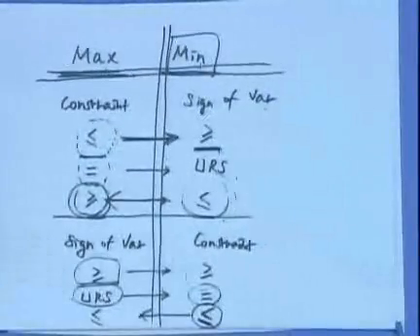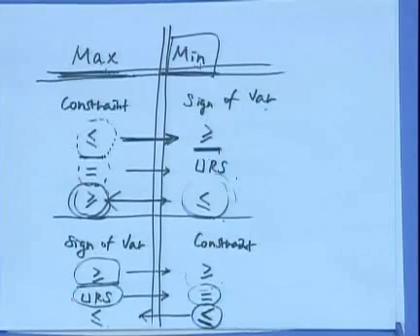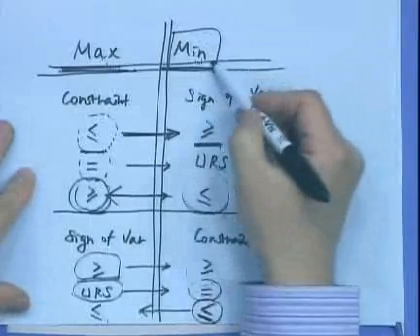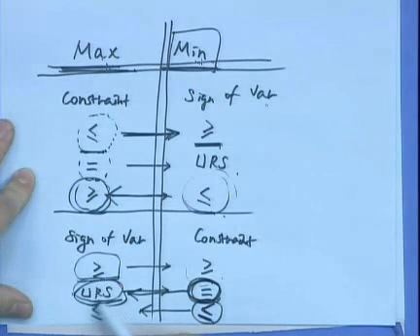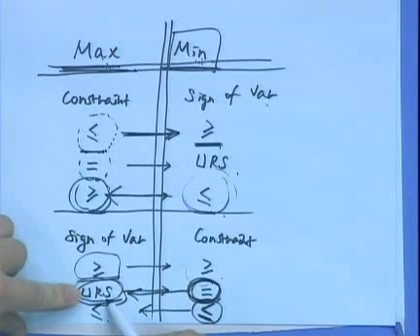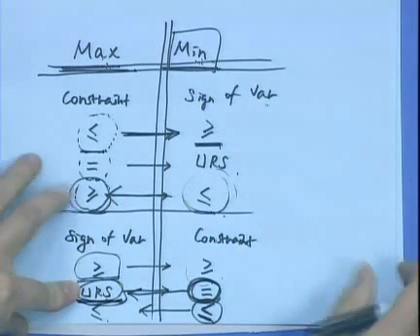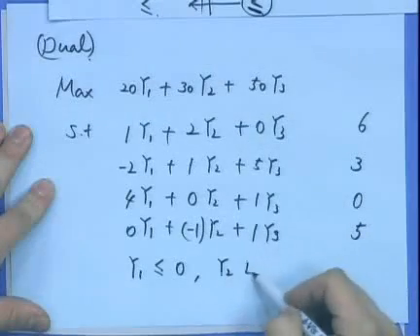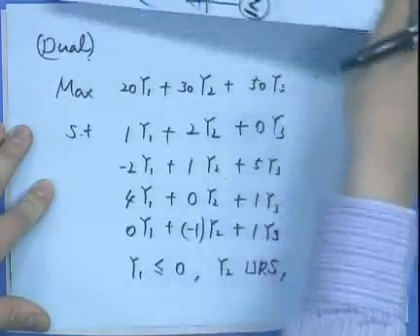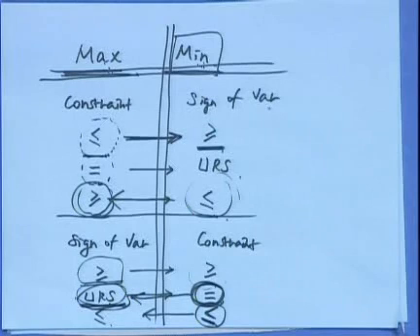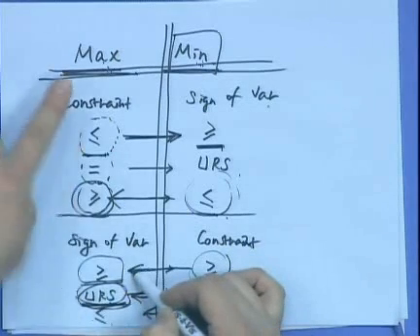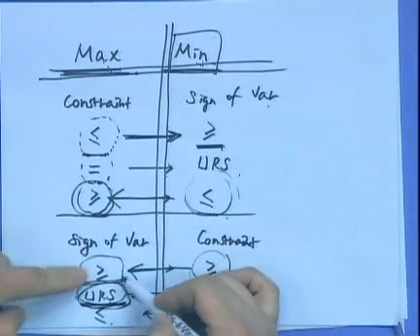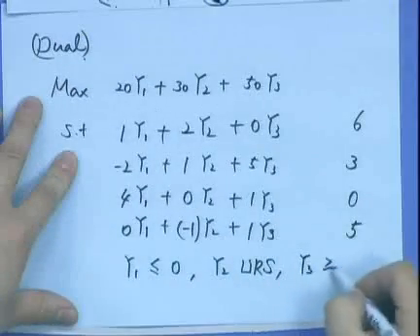And in the primal minimization problem, the second constraint is an equal sign, which means in the maximization problem, the corresponding decision variable is unrestricted in sign. So the y2 variable is unrestricted in sign. And in our primal minimization problem, the third constraint is a greater than or equal sign, which means in the maximization problem, the third variable must be greater than or equal to 0. Okay.